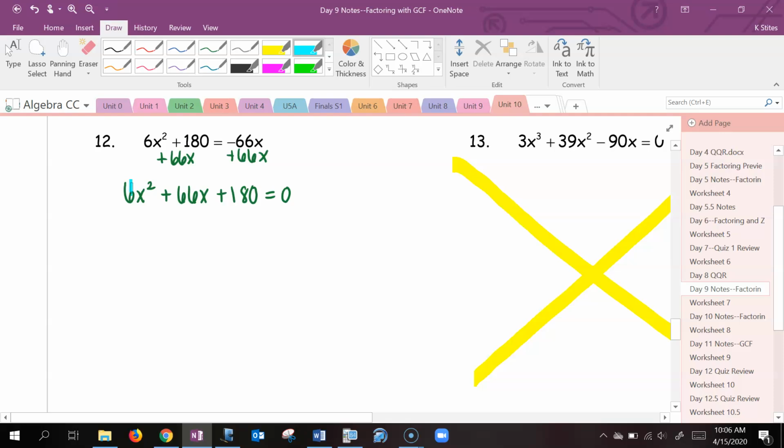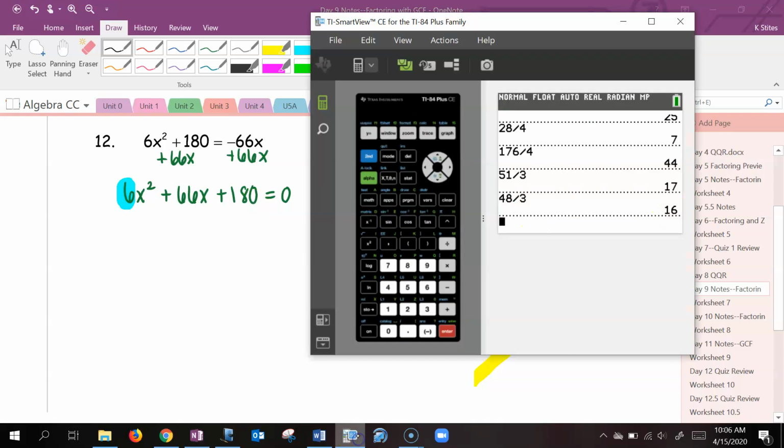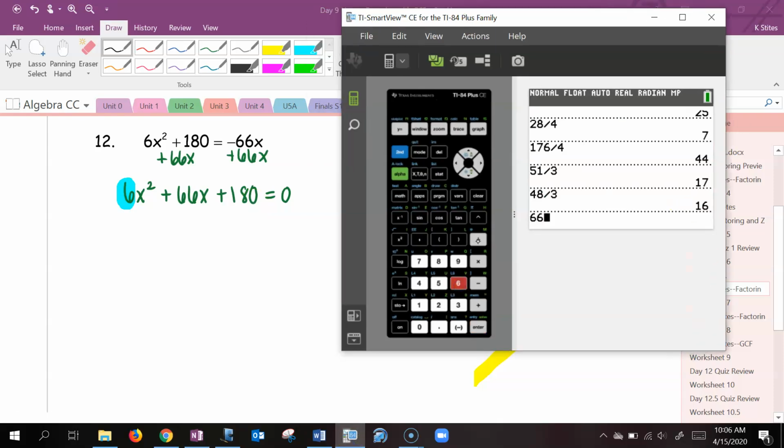Now we see, yes, we do have a number in front of x squared, and 6 does divide evenly into each of these numbers. You can divide them with your calculator if you would like to confirm.